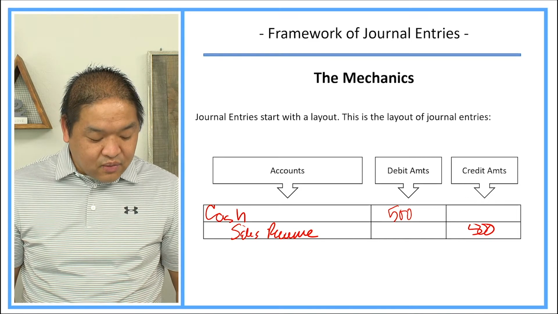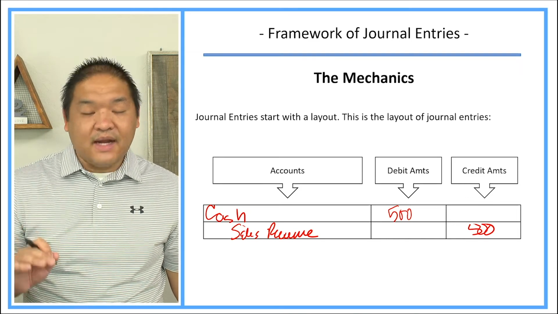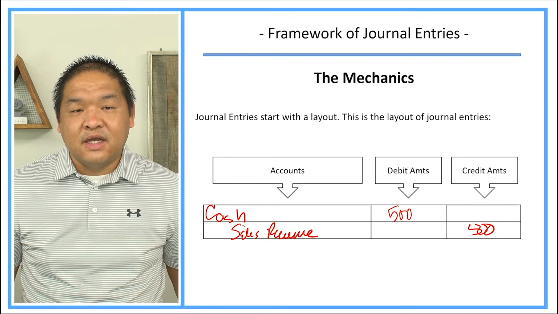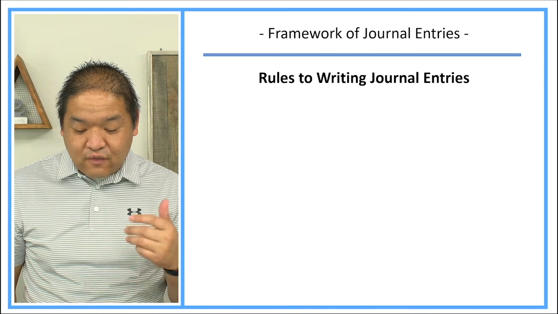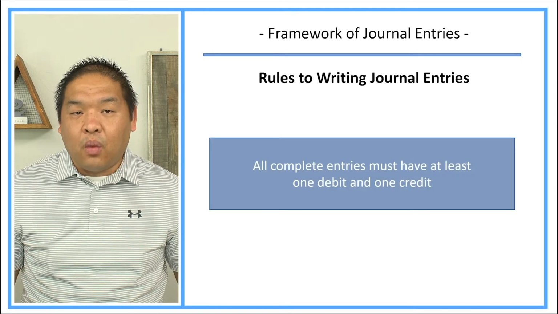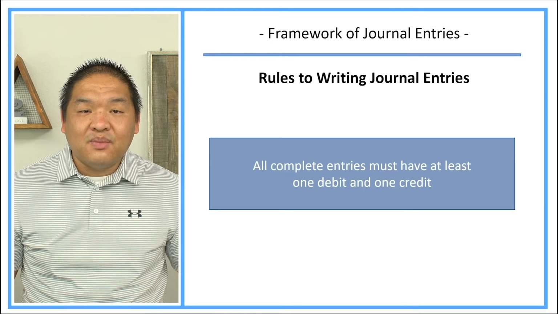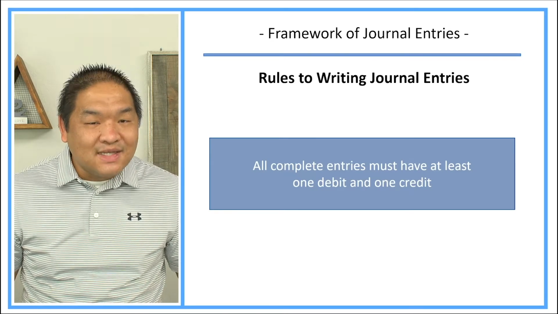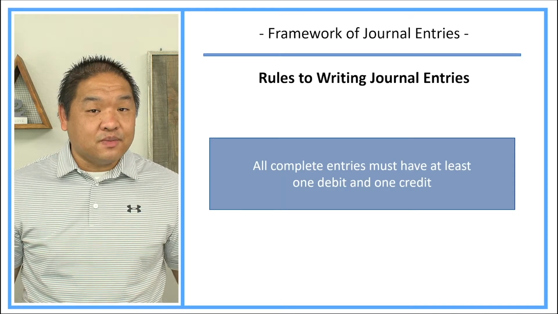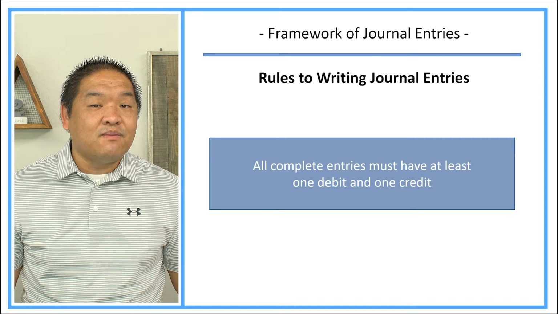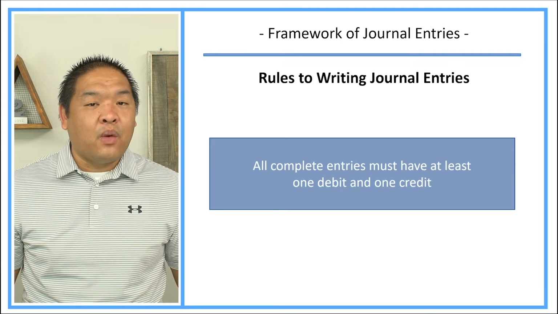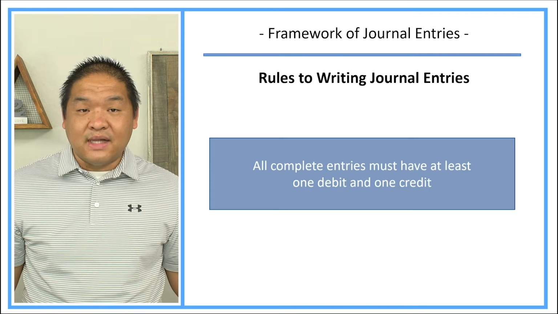So let's talk about some of the rules for writing journal entries as we get prepared to look over some journal entries in lessons 7 and 8. So first rule here, all complete entries must have at least 1 debit and 1 credit. So all completed journal entries must have 1 debit and 1 credit. This does mean that you could have multiple debits and 1 credit, or you could have multiple credits and 1 debit. As long as you have at least 1 debit and 1 credit, you can do whatever you want.